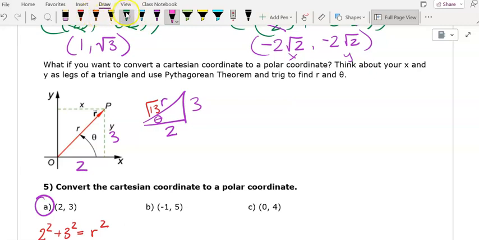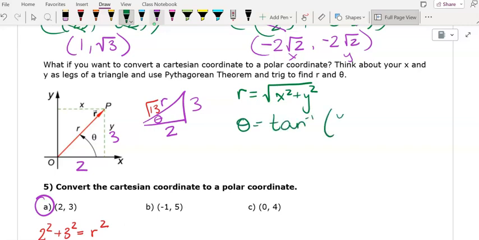So going forward, the equations that you would use in order to go from a Cartesian coordinate to polar: to get your r, it's equal to the square root of x squared plus y squared. And to get your theta, that's going to be tangent inverse of y over x. Those are the equations that you're going to want to use to convert from a Cartesian coordinate or a rectangular coordinate into a polar coordinate.